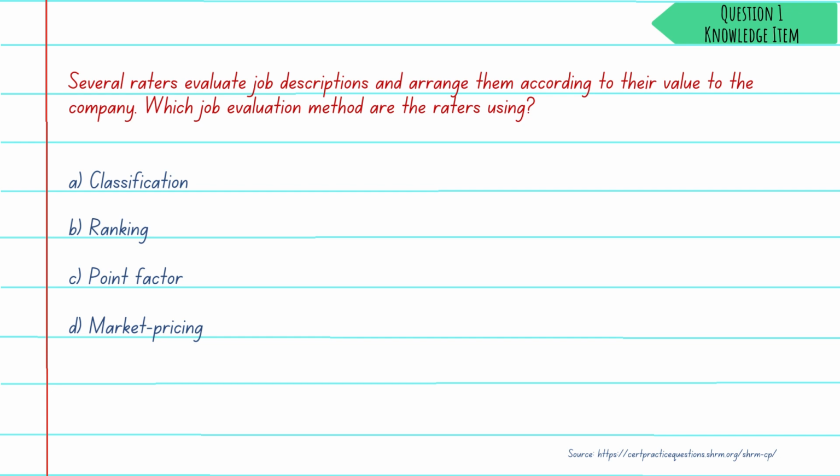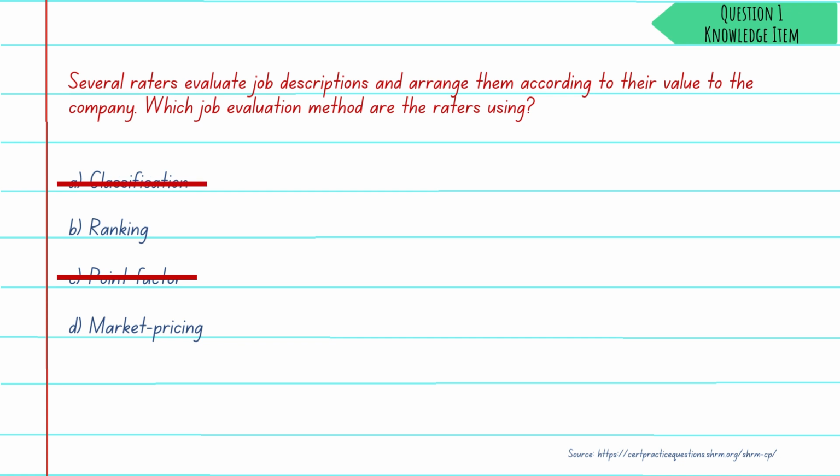Point factor is a quantitative approach that involves dissecting jobs into compensable factors identified during a job analysis. These factors are then assigned points, forming the basis for establishing a pay structure for the position. Classification is a qualitative method wherein an evaluator creates job descriptions for each class of jobs and places them into the grade that most closely aligns with the job's description.